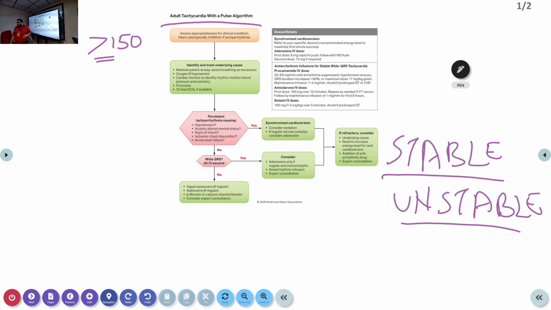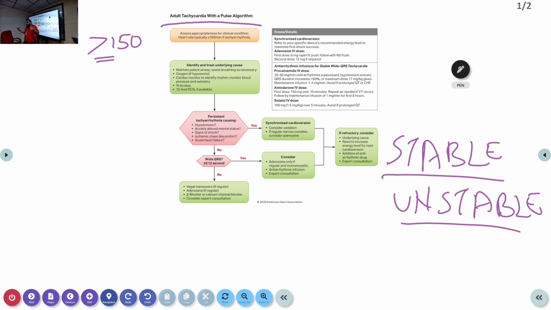So we have a patient who has come to you with a tachycardia, heart rate more than 150. What we have done is continue the assessment of ABC, connected to a cardiac monitor, put in an IV access, and done blood pressure monitoring. And we have seen whether there are any signs of unstable tachycardia, like we call it an unstable bradycardia.